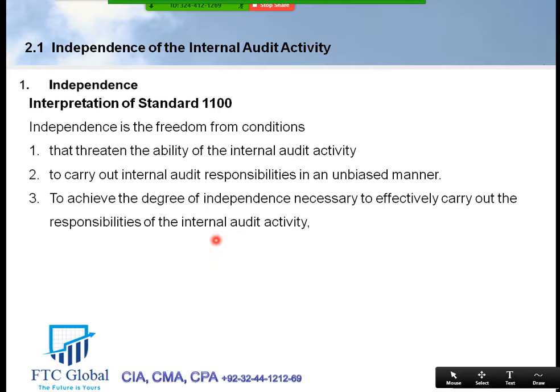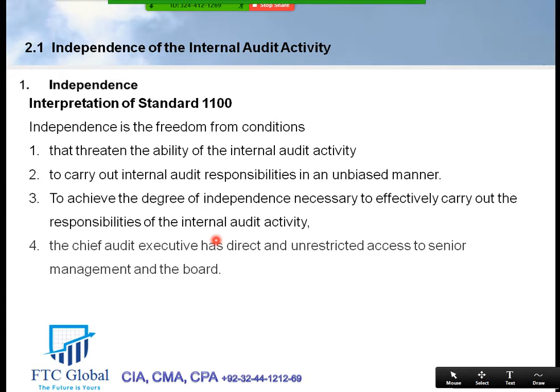Alright, so now let us clarify the concept. Internal audit department must be independent. It must be free from any influence of organizational status from other departments. There are two types of reporting that the internal audit department is required to do. The first type of reporting is called administrative reporting, relating to day-to-day affairs.